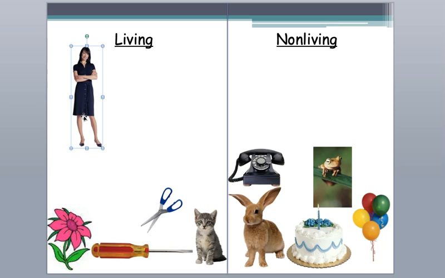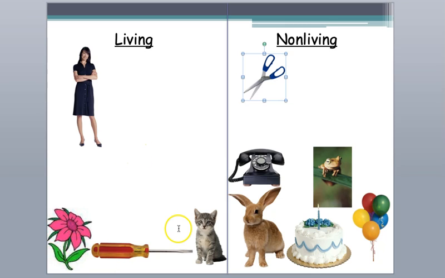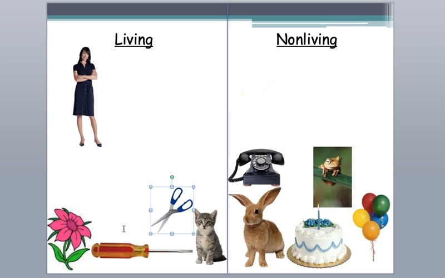So they might say, I chose this woman is living because she needs water, she needs food, she needs air to breathe to stay alive, and then maybe the next student will drag that one onto the non-living side and give their reasons as to why they feel that is non-living.